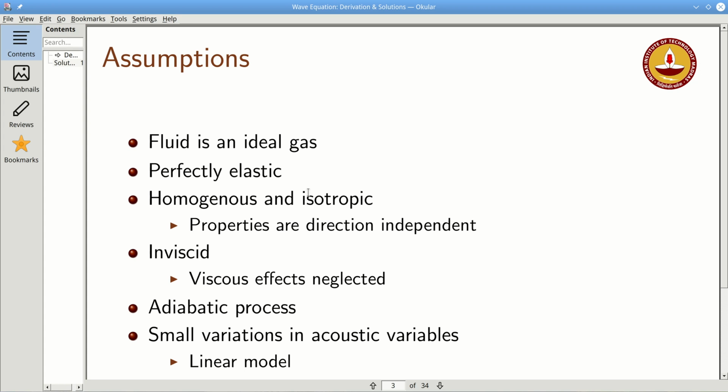And what we are going to ride on top of all this, so we said fluid is ideal gas, perfectly elastic, homogeneous, isotropic, inviscid, so many assumptions we have made. And we are going to assume an adiabatic process, which, as I said, Newton assumed is isothermal. We'll see why he was wrong.